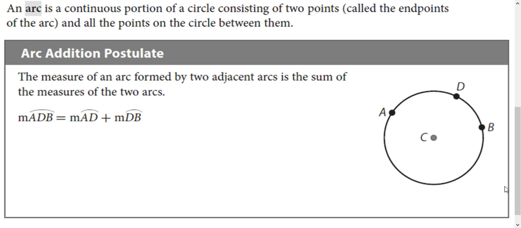So a pretty simple postulate. We've done these with angles and segments. If you take arc AD and arc DB, AD plus DB, it equals the entire arc from A to B, ADB. So if you add up the two smaller pieces, it equals all of them. That's all I'm saying.